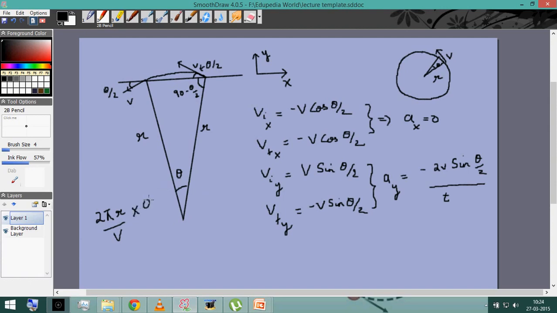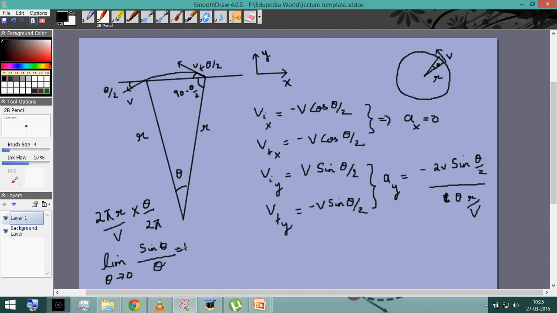Right. Now how do we calculate the time taken? If the speed is v, the total time taken is 2 pi r by v. And this is the time taken to cover 2 pi radians. So to cover theta radians, we'll simply multiply by theta by 2 pi. So that gives me theta r by v. So instead of t, I can write theta r by v.